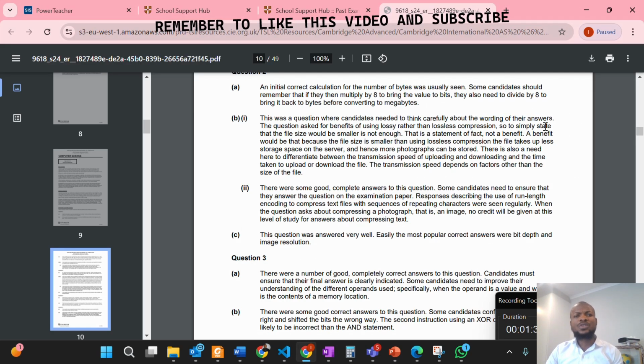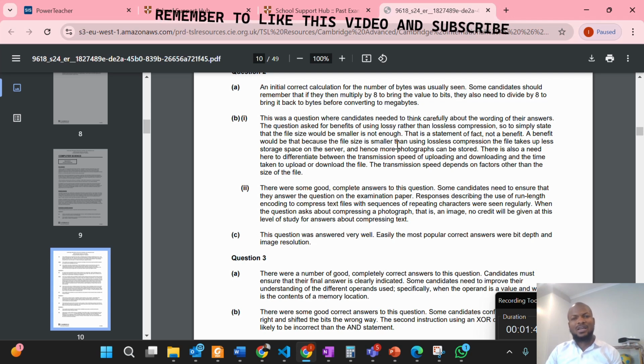Simply stating that the file size will be smaller is not enough. This is a statement of fact, not a benefit. So "file size is smaller" is just a fact, but you are asked to write a benefit. A benefit would be that because the file size is smaller than with lossless compression, the file takes less storage space on the server, and hence more photographs can be stored. I hope this is understood.